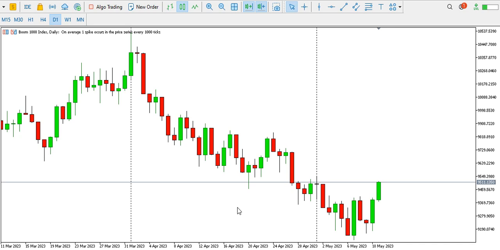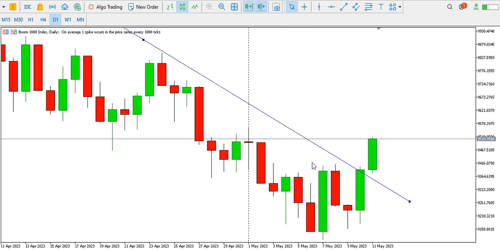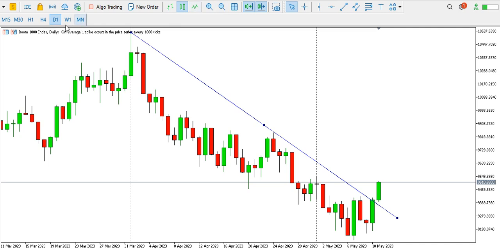First of all, I'm looking at the boom 1000 index on a daily time frame. The boom 1000 index on the daily time frame is currently going up. Price has formed a bottom. Look at this bullish engulfing candle and look at the reaction. So it's going up. That's the daily time frame.